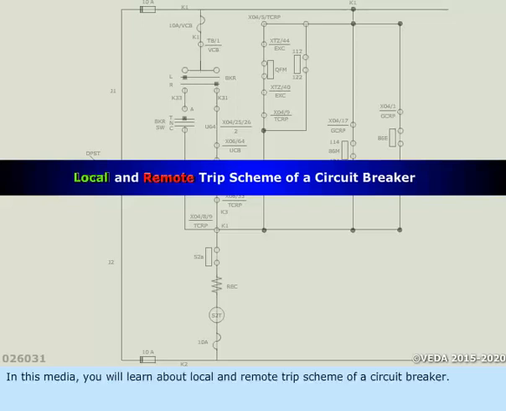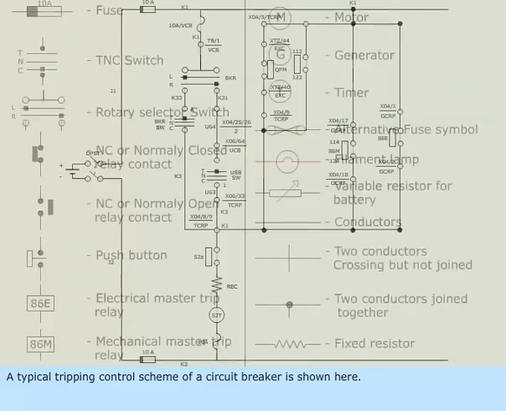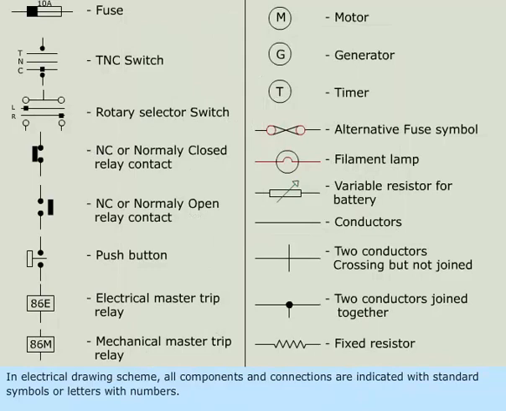In this media, you will learn about local and remote trip scheme of a circuit breaker. A typical tripping control scheme of a circuit breaker is shown here. In electrical drawing scheme, all components and connections are indicated with standard symbols or letters with numbers.